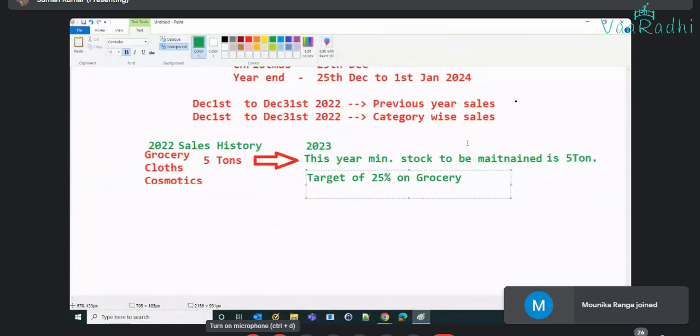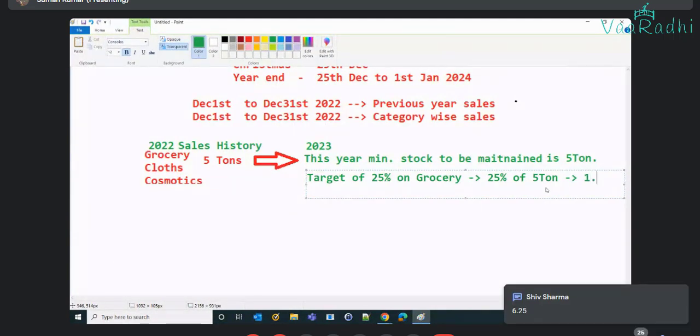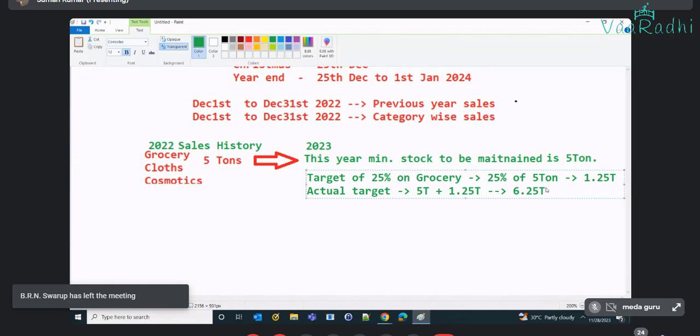Now tell me guys, as per the target, how many tons do we have to sell? 25% of 5 ton is how much? 1.25 ton. And what is our actual target? 5 ton plus 1.25 ton, this is 6.25. 6.25 ton is our target.